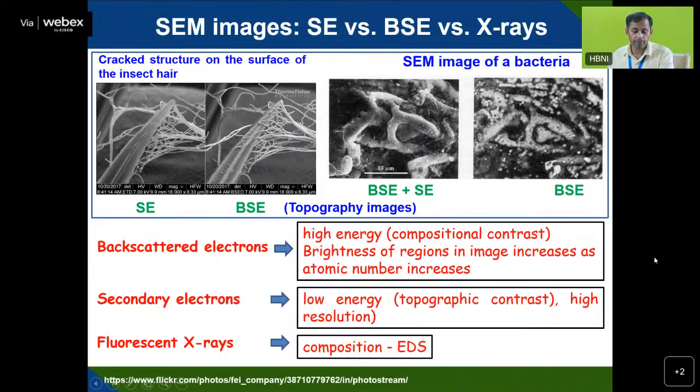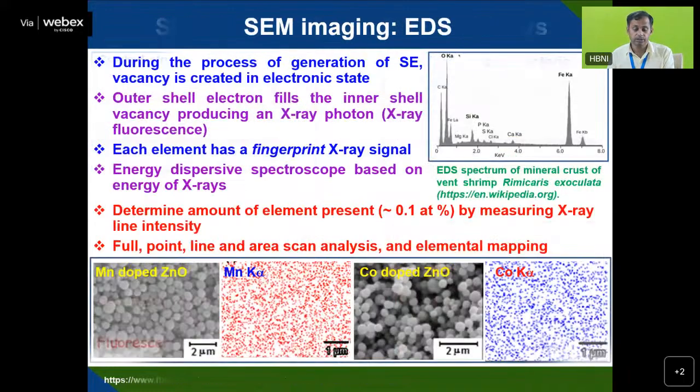So topographic imaging is possible by using a scanning electron microscope. The backscatter electron is high energy, and it gives mainly compositional contrast: the brightness of a region of an image increases as the atomic number increases. Like, as the Z value increases, the brightness of the image will also increase. The secondary electron, which is produced from inside the material, is of low energy, and we mainly use it for topographic contrast, and a high resolution image is possible. And for the fluorescent X-ray that is produced, you are able to see the composition by using EDS analysis.